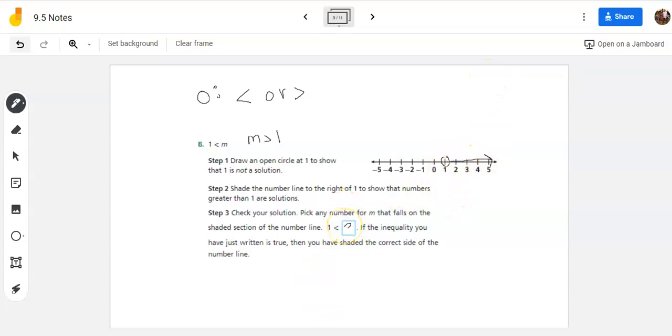Is 1 less than 2? Yeah, it is. Or if you wanted to put it in here, 2 is greater than 1. If you check your number and your arrow's in the wrong direction, since you're writing in pencil, it should be fairly easy to fix for yourself.